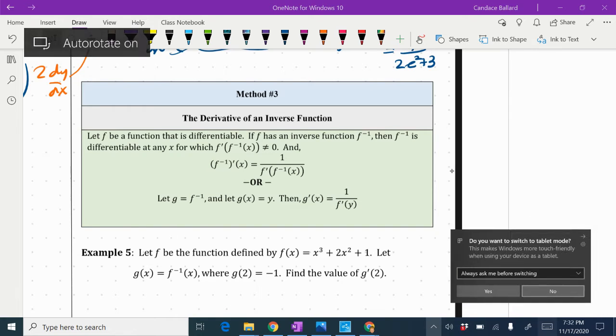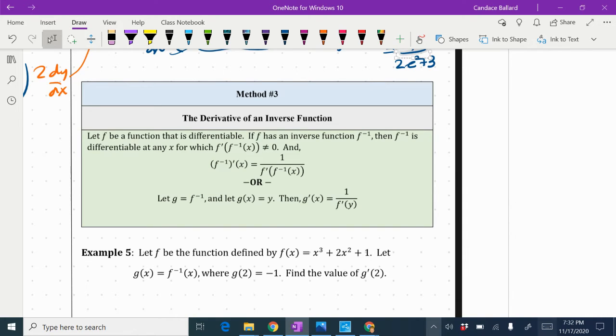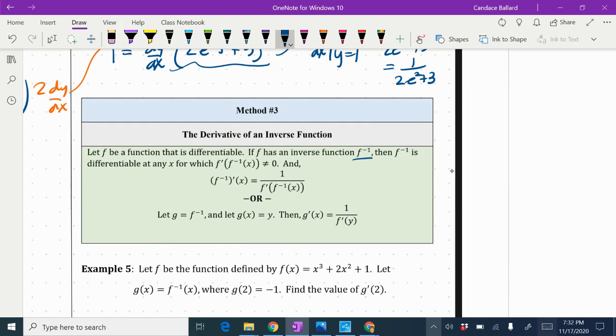So if we have a function f that is differentiable, and f has an inverse function, f inverse, and f inverse is differentiable, for which the derivative of f inverse of x does not equal 0, then here is the formula. It is 1 over the derivative of f composed with the inverse of x.